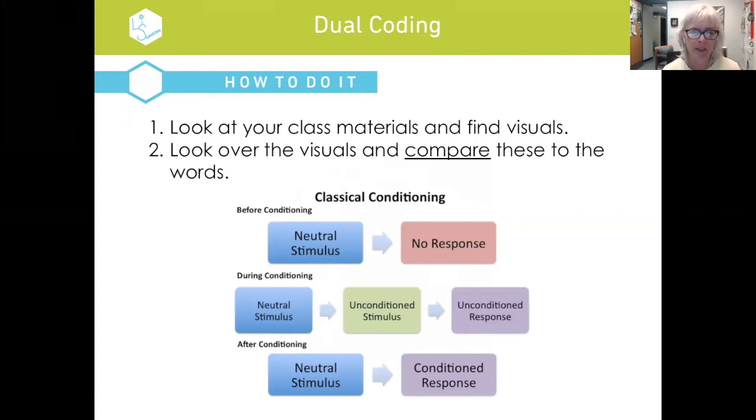So for example, here is a visual for our definition of classical conditioning. Is this good? Does this help us to understand it better or not? And what can we do that might tweak that a little bit more?